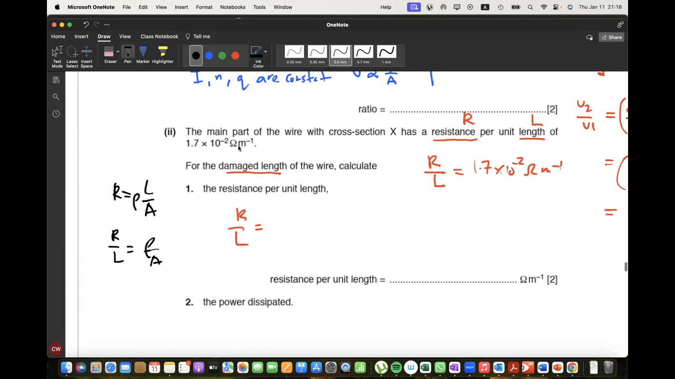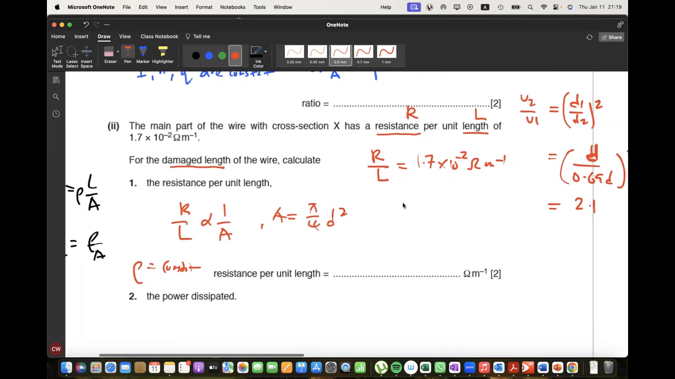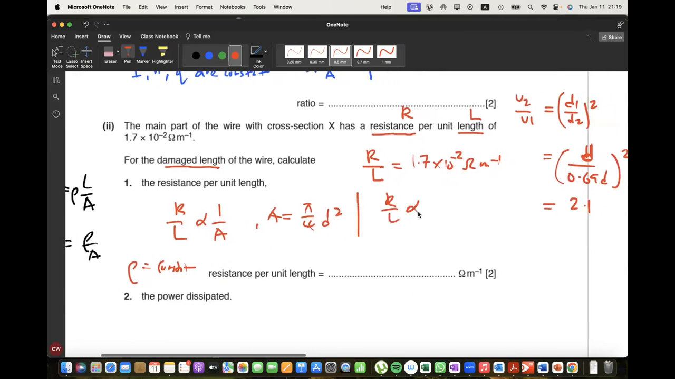This one, the density, the resistivity is a constant. So this value is inversely proportional with A, right? Fair enough. Rho is constant. That means this value will change inversely proportional with the diameter square, because A is pi over 4 d square. That means R over L is 1 over d square. Fair enough.